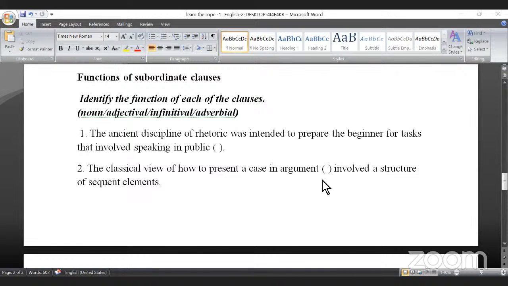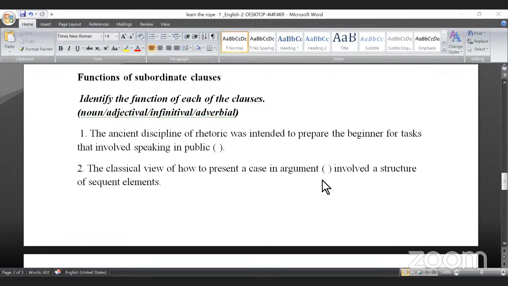So we start with the first one. We are going to identify the function of each of the clauses: noun, adjectival, infinitival, and adverbial. You'll first identify the subordinate clause and then tell me what they function as. Okay. First sentence. The ancient discipline of rhetoric was intended to prepare the beginner for tasks that involved speaking in public.